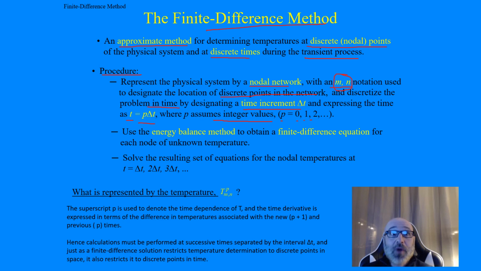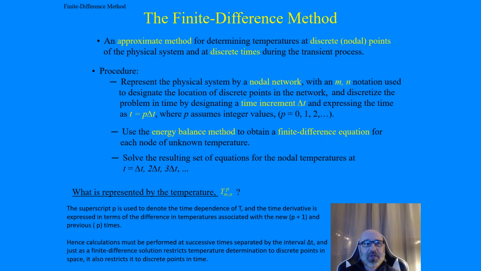Once we've represented this physical system by a nodal network, the next thing we want to do is go back to our energy balance method and use that to obtain a finite difference equation for each node of unknown temperature. So we're looking at each node within that nodal network and using the energy balance method to obtain that finite difference equation. Once we have those equations, the next step is to solve the resulting set of equations for the nodal temperatures at times t equals delta t, 2 delta t, 3 delta t, and so on.